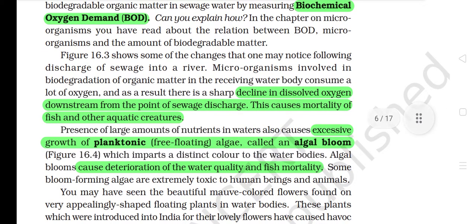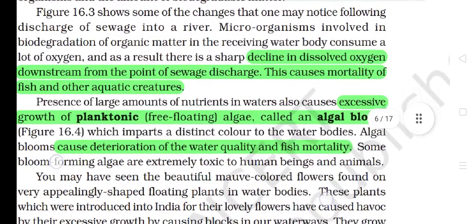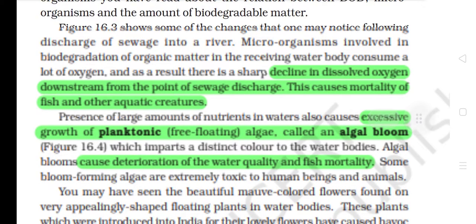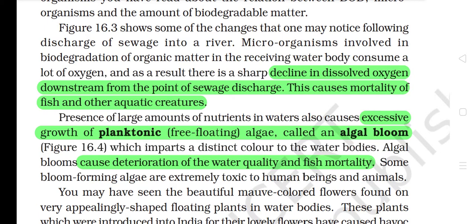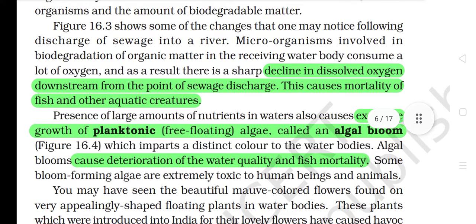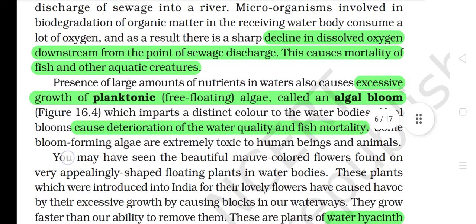Figure 16.3 shows some of the changes that one may notice following discharge of sewage into a river. Microorganisms involved in biodegradation of organic matter in the receiving water body consume a lot of oxygen, and as a result there is a sharp decline in dissolved oxygen downstream from the point of sewage discharge. This causes mortality of fish and other aquatic creatures.